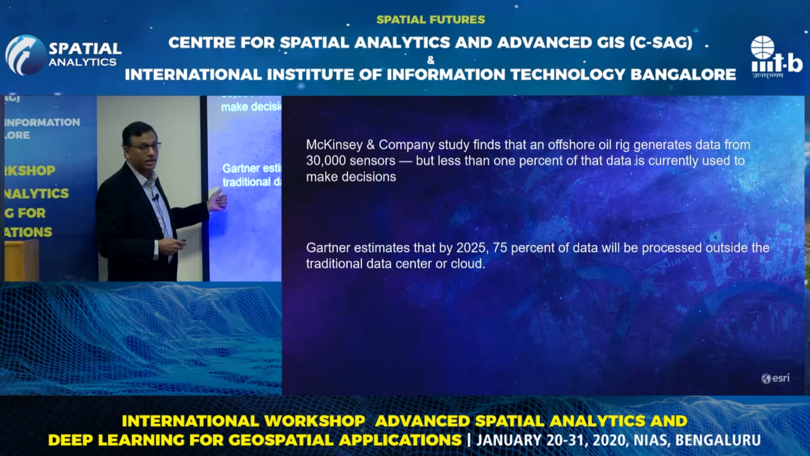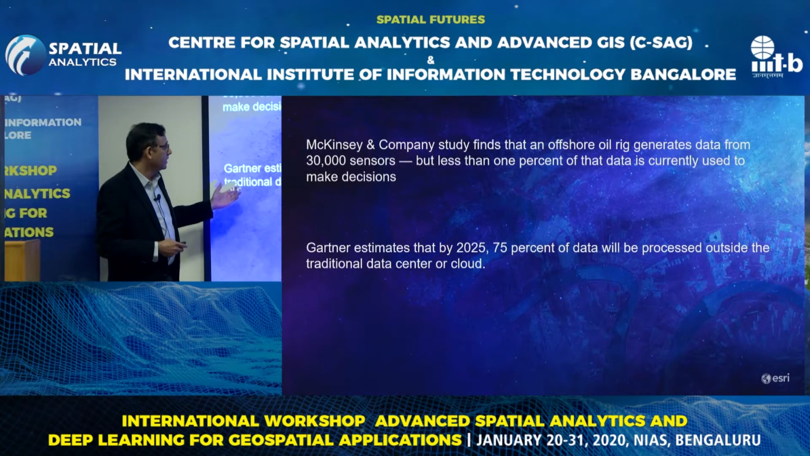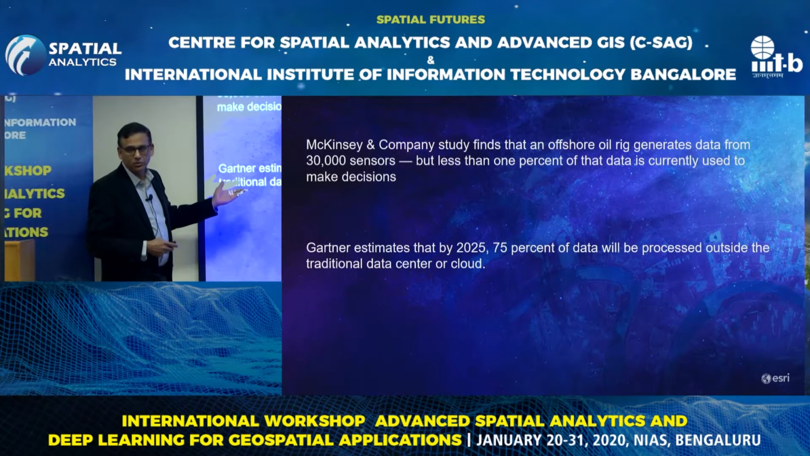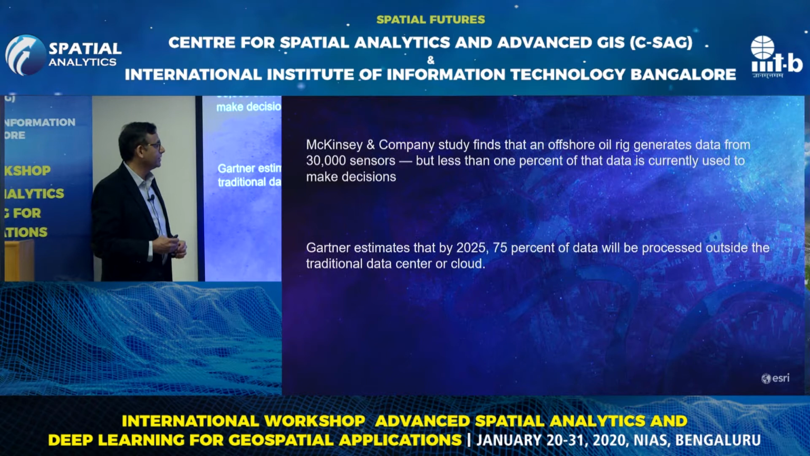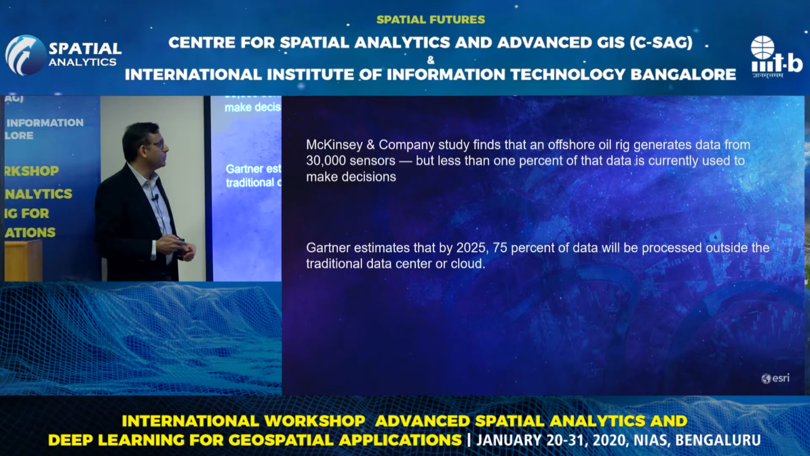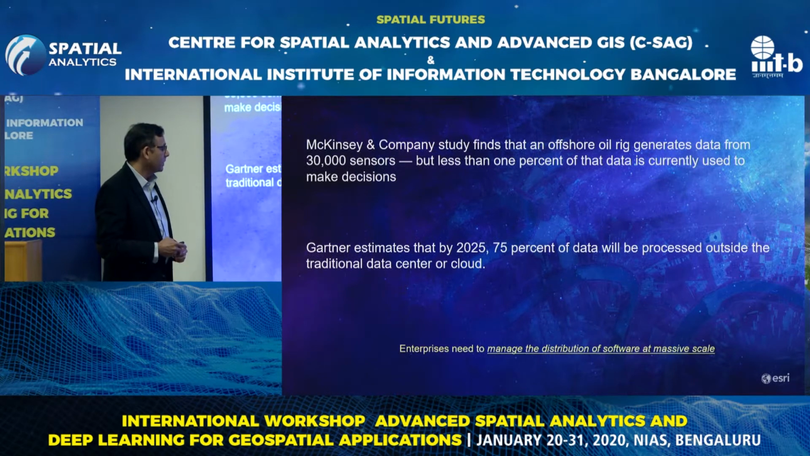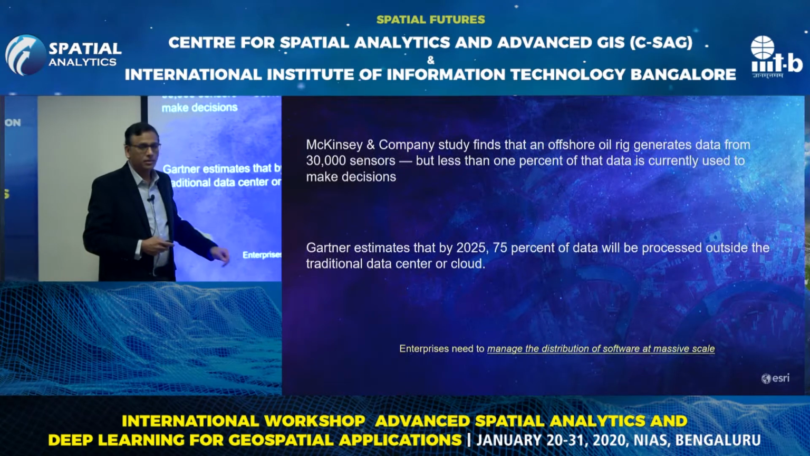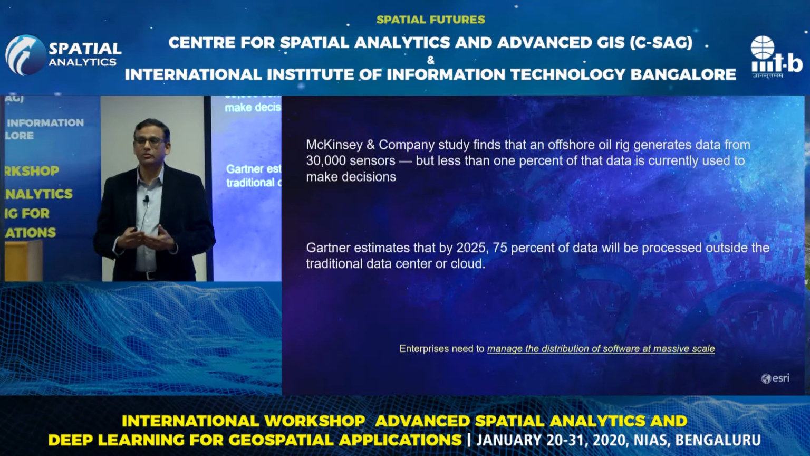Then the other thing is, okay, how is that going to be used? Gartner, an organization that tries to predict technology and how it will be used, estimates that by 2025, 75% of data will be processed outside the traditional data center or the cloud that we know of today. So how do we prepare for such a system? The key thing is you have to be able to distribute software at a massive scale.